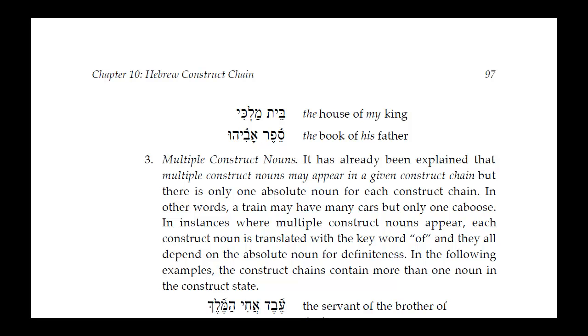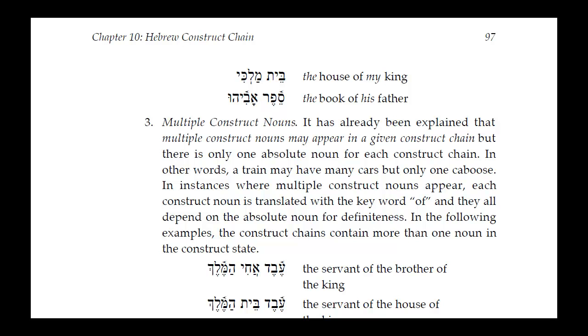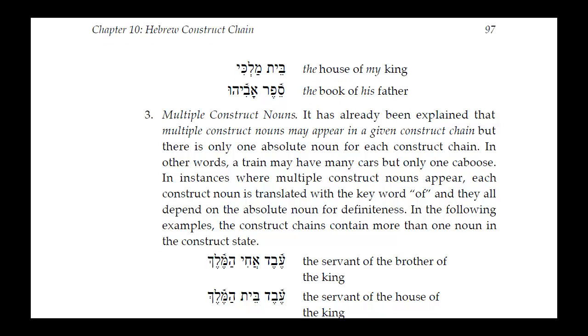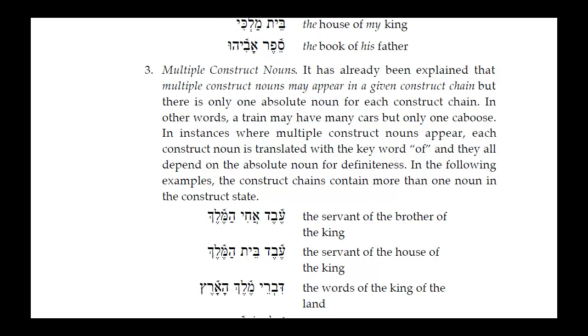Let's go ahead over into multiple construct nouns. We have shared earlier that you have one absolute noun, but you can have multiple construct nouns in the chain. So it's already been explained that multiple construct nouns may appear in a given construct chain, but there's only one absolute noun for each construct chain. In other words, a train may have many cars, but only one caboose. So in instances where multiple construct nouns appear, each construct noun is translated with the keyword of, and they all depend on the absolute noun for definiteness. In the following examples, the construct chains contain more than one noun in the construct state.